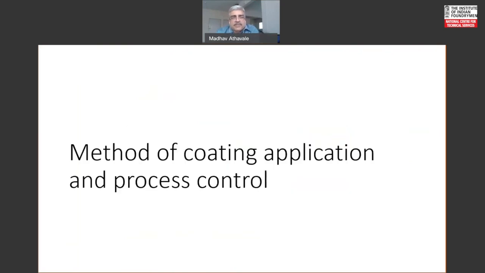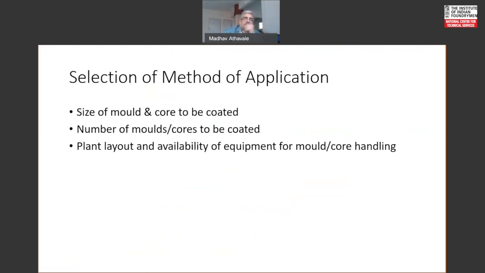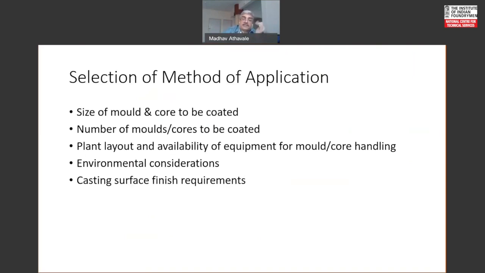Now let's look at method of application of coating and what are the process controls which are needed. Selection of the method of application is governed by size of mold and core to be coated, number of molds and cores to be coated, plant layout and availability of equipment for mold and core handling, environmental considerations, casting surface finish requirements. So these are the main factors which decide method of application.